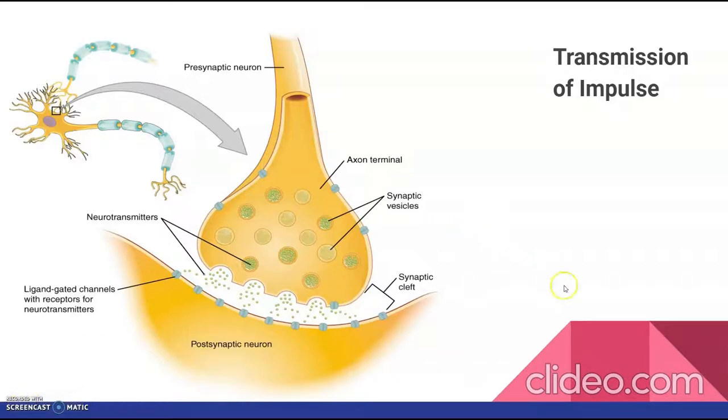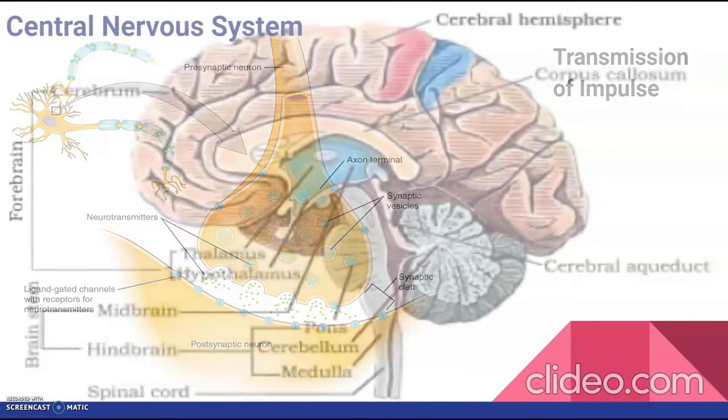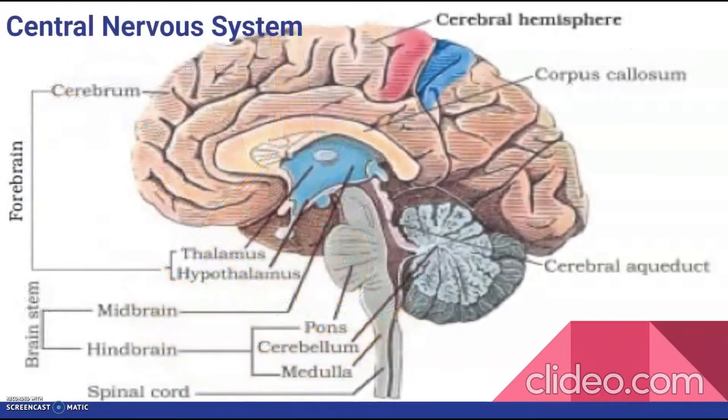Good morning. Till now we have studied about the conduction and the transmission of the nerve impulse. Today we are starting with the next topic, central nervous system. We know that the brain is the central information processing organ of the body, and it acts as a command and control system.